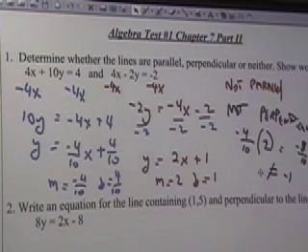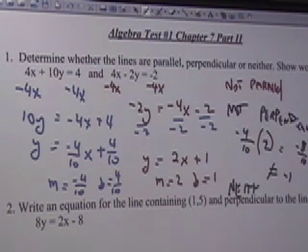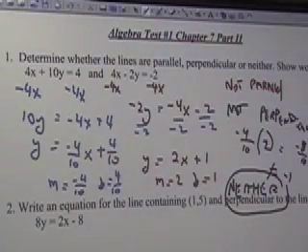In this case, our answer is neither, because they're not parallel or perpendicular. So there we go. Number 2.